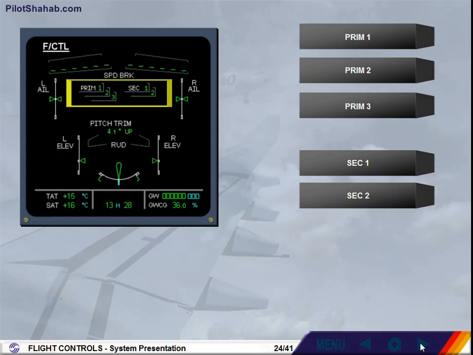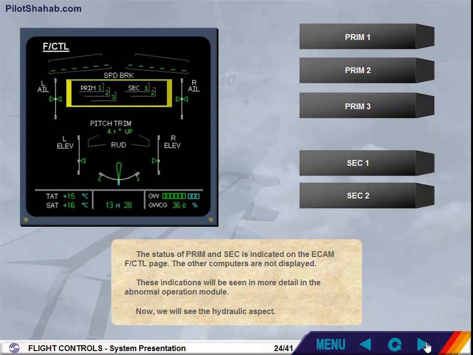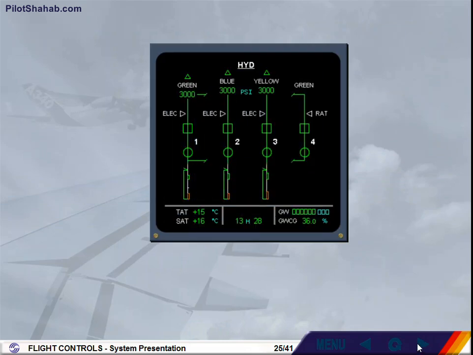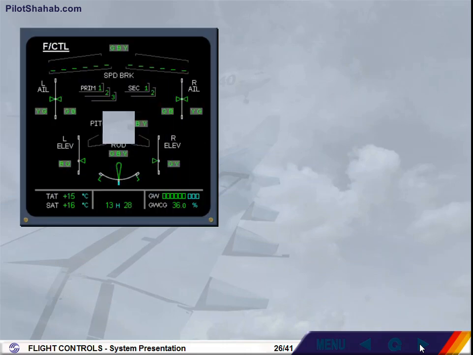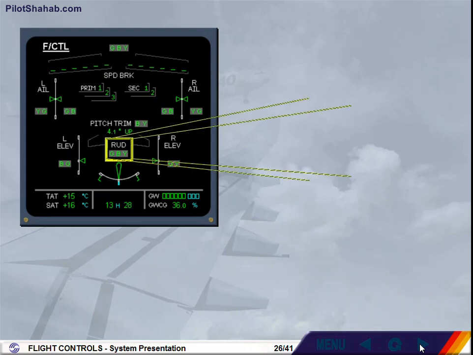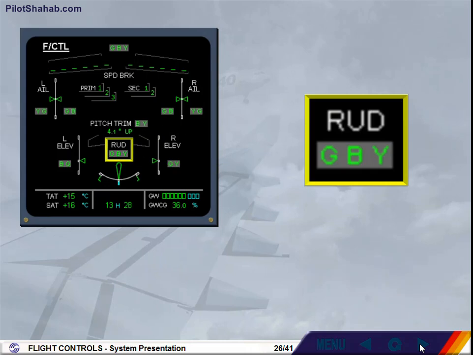Now we will see the hydraulic aspect. 3 independent hydraulic systems are used to power all the flight control surfaces. The hydraulic systems which actuate each control surface are indicated on the ECAM flight control page by the use of G, B, and Y. For example, the rudder is powered by the green, blue, and yellow hydraulic systems. The ECAM flight control page is now complete.